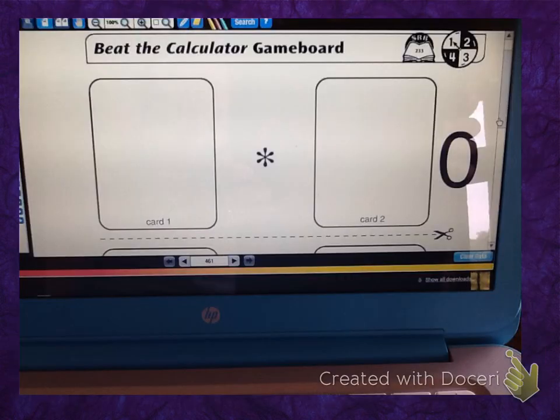So this is what your game board would look like. And basically you're going to write the numbers down, card 1 and card 2. And again, this game board is optional. You don't have to use it. You can just say the facts out loud and do it that way. So either way is fine.